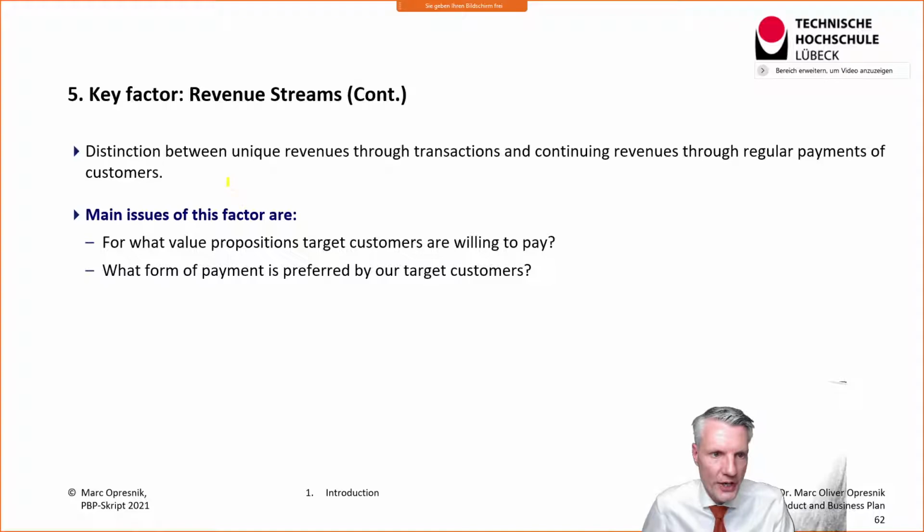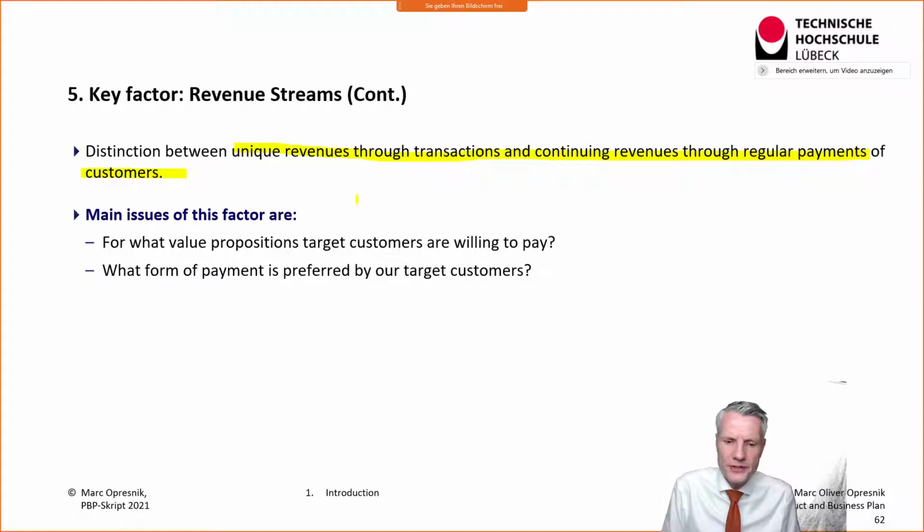So you have the distinction between unique revenues through transactions and continuing revenues. Interestingly, these continuing revenues through regular payments of customers have become more and more important. So this subscription model that you have with Apple TV or with the Spotify Premium account or Amazon Prime Video, for example. So you have a recurring revenue. Maybe you have starting costs, acquisition costs to get customers subscribing to your channel, your streaming service, whatever, your membership in a certain kind of club, or like this, the doctor call center.